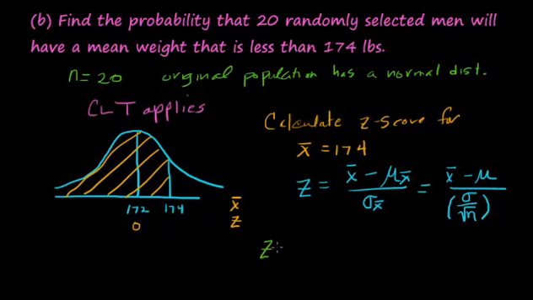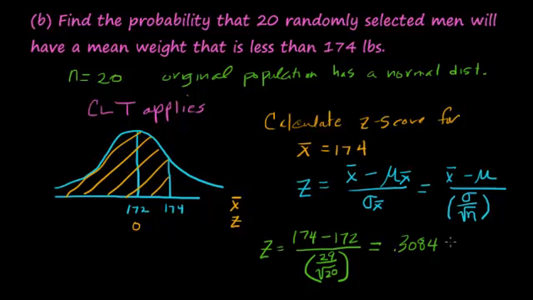So z equals the mean weight we're interested in, 174. The population mean is 172. It's also the mean of the sample means, divided by the standard deviation, which was 29, over the square root of 20. Okay, and now when you run that calculation, you get 0.3084, but I know z-scores go to 2 decimal places, so that's 0.31.